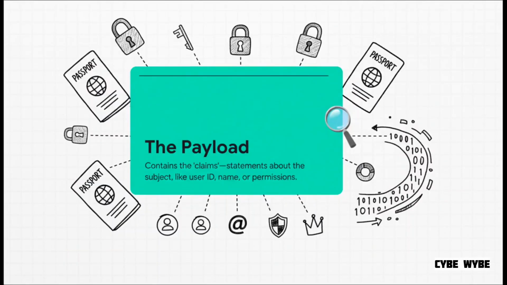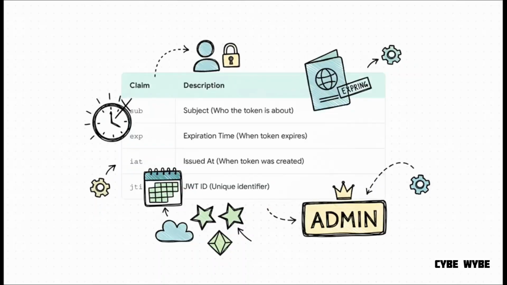The second part is the payload. Now we're getting to the good stuff. This is the main information page of your passport. This is where the info about you lives. It contains what we call claims, which are just little statements of fact. Things like your user ID, maybe your name, and crucially, what you're allowed to do, like whether or not you're an admin on the site. And what's really cool is that a lot of these claims are standardized. So you'll see things like sub for the subject, which is just you, or exp, which stands for expiration time. I mean, your real passport expires, right? So does your digital one. And you can even add your own custom claims like that admin one. This common language helps different systems all speak the same JWT language.